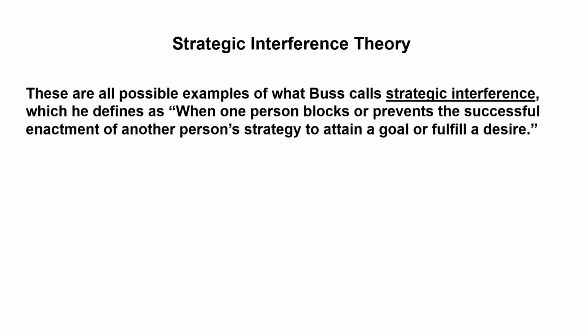So the first thing we're going to look at is what's referred to as strategic interference theory. The previous slide showed all of these various things that occur that cause issues with relationships. And Buss calls these strategic interference. Basically, he's defining this as when one person blocks or prevents the successful enactment of another person's strategy to obtain a goal or fulfill a desire.